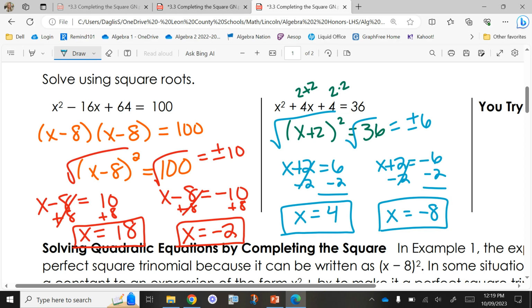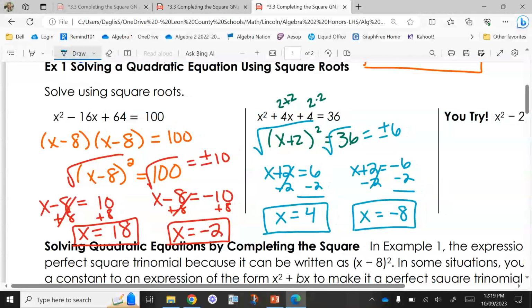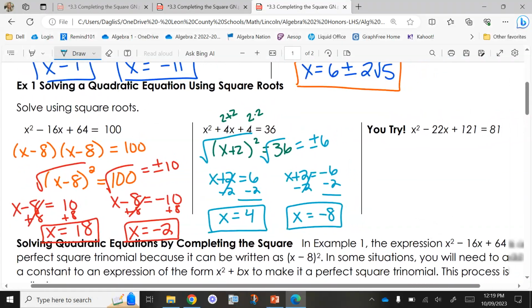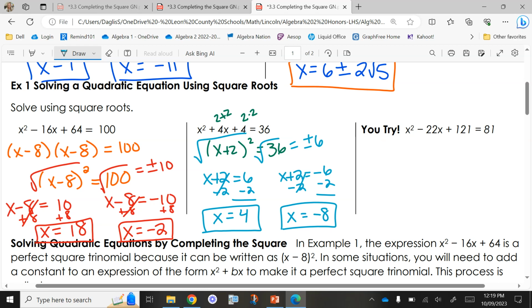All right, I would like you to try the last one, please. X squared minus 22x plus 121 equals 81. Try that one.